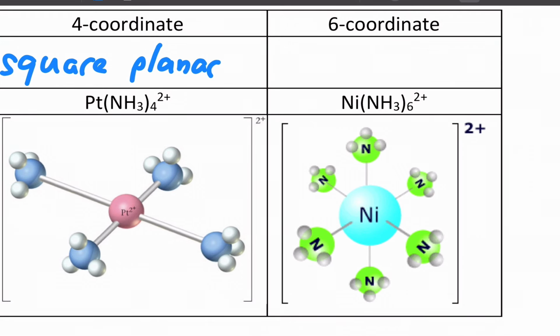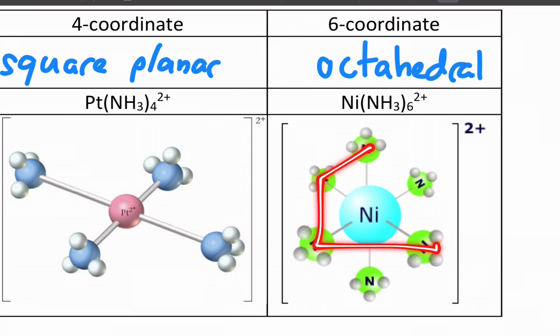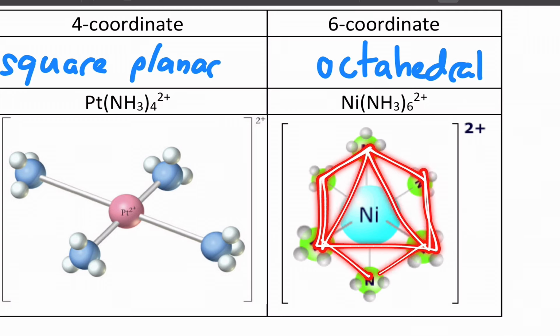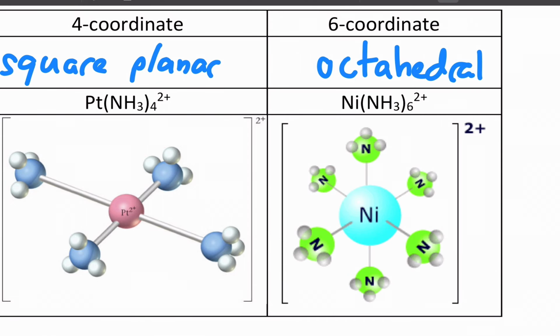And then the last most common one is a 6-coordinate system. That's something occupying 6 coordination sites around a metal. This is called an octahedral arrangement. And remember, that's because if you connect all the atoms together in this arrangement, you get what's called an octahedral system. If you were to connect every single plane in here, you get an 8-sided figure that's called an octahedron.